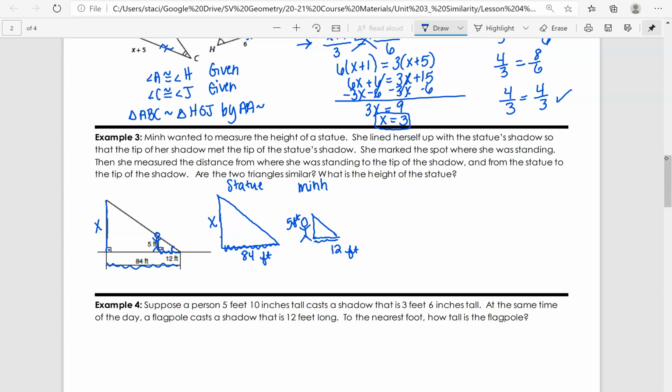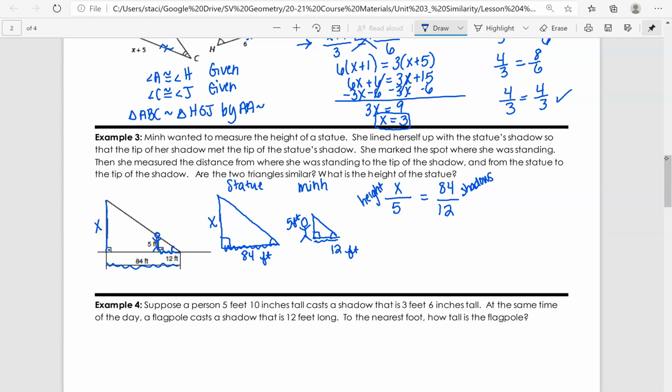And so we know that these two triangles are similar because they both have a right angle, and this was the angle they shared. So if I set up a proportion, I would do the statue's height to Min's height, and that is going to be equal to the length of the shadows. So I'm going to start with the statue's shadow to Min's shadow. And so there's my proportion. I'm going to make a little note here. These are the shadows and these were the heights. So I matched up corresponding pieces.